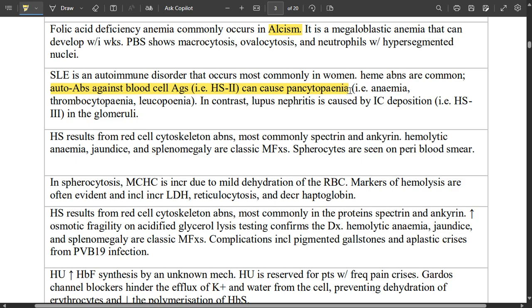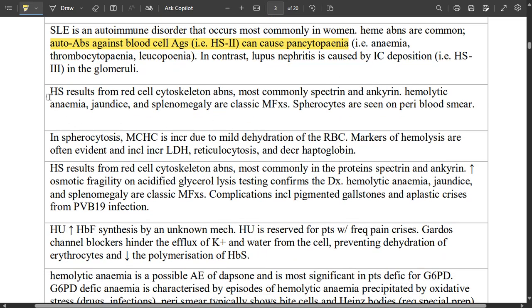In contrast, lupus nephritis is caused by IC deposition, so immune complex deposition, that is HS3, in the glomeruli. So HS2 and HS3. So what is HS2 and HS3? I'm not very sure. So yeah, hypersensitivity. SLE is more associated with hypersensitivity type 2, and because it is immune complex deposition, it is hypersensitivity type 3.